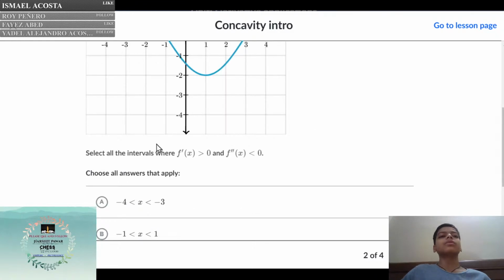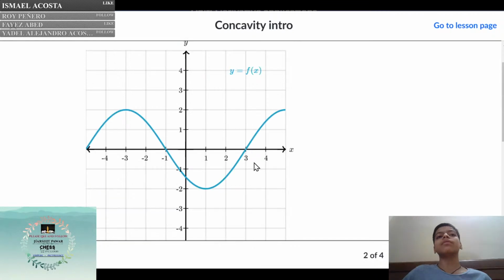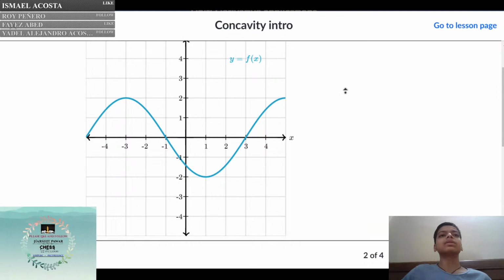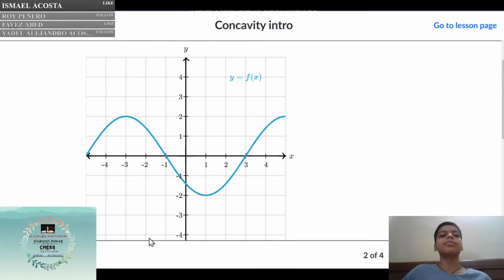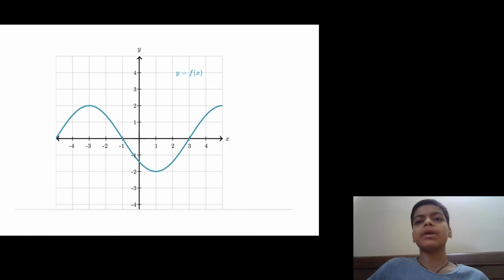Function f is graphed. Select all the intervals where f prime of x is greater than 0, so its slope is increasing over that interval, and f prime prime of x is also less than 0, so we have to be negative. Okay, let's get this into our scratch pad. Okay, here it is.